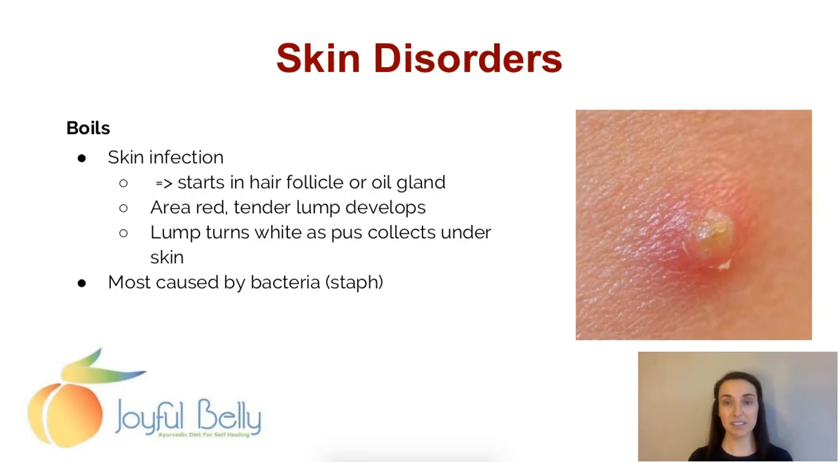Looking now to boils. So boils are a type of skin infection that usually start in the hair follicle or an oil gland. The area tends to be red and tender and develops into a form of a small lump or bump. Over time, this lump will turn white, and this is as pus collects under the skin. And most boils are caused by a bacterial infection or a staph infection.